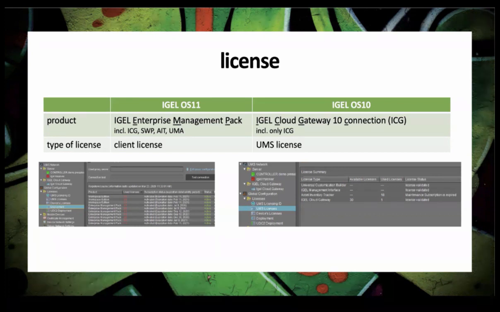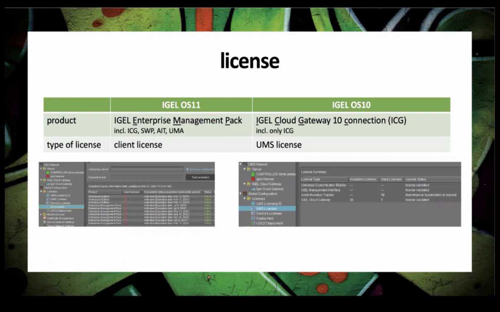For the ICG, you have to buy one license per device. So let's say you're a customer with 100 IGEL, you have the IGEL Workspace Edition, and 10 of these are connecting via ICG. So you have to have 10 ICG licenses. This differs from the UMA. For the UMA, you only have to buy one EMP license, and then you can install it on as many Windows devices as you like.